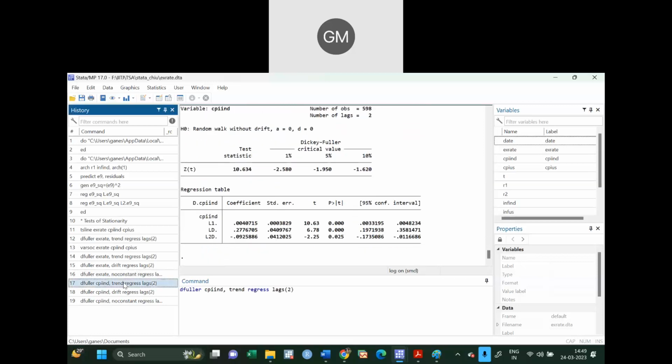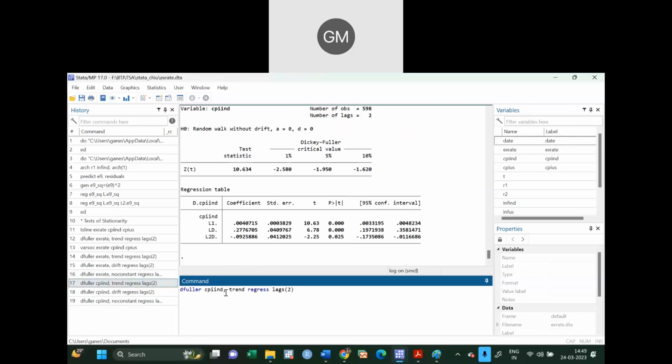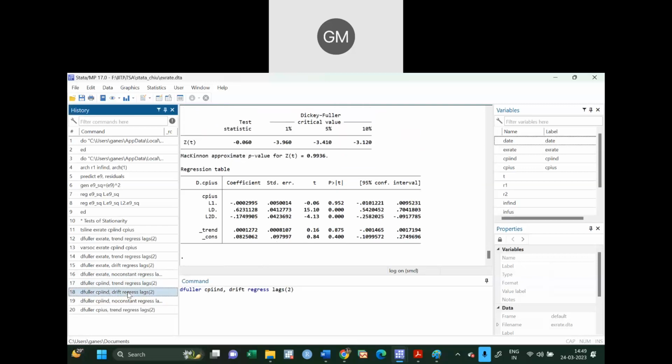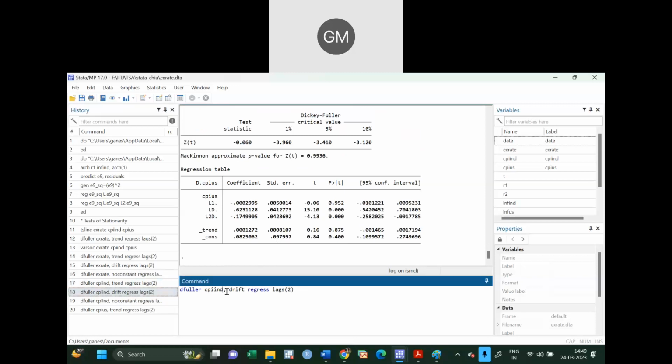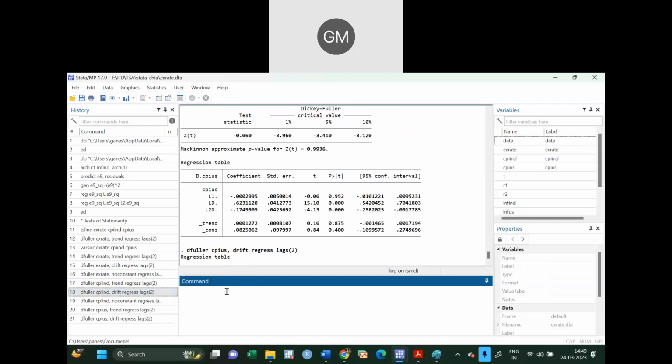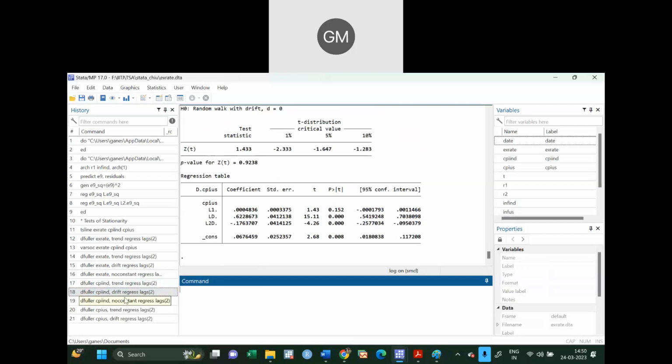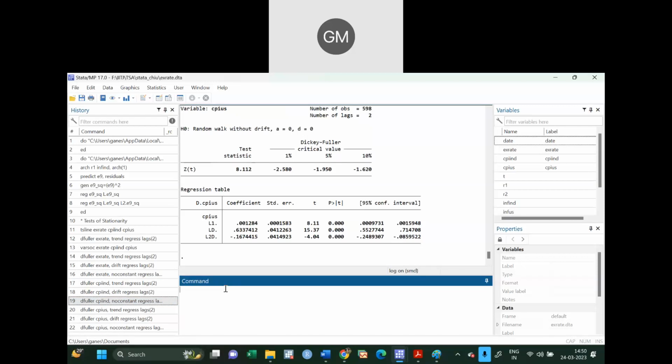And now in a similar fashion, you can cross-check for CPI US. What you will notice is that CPI US is also non-stationary in level. So what we found is that all the series are non-stationary in level.